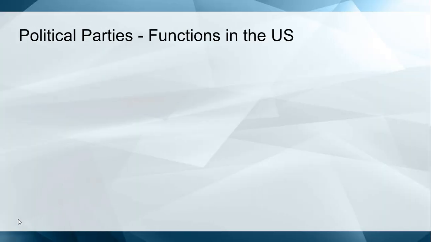Functions of political parties in the United States. Okay, one thing that political parties do in the United States, and for that matter, one thing that political parties do in most other democracies, is that they clarify and they limit choices. While limiting a choice may not seem like a good idea, in reality it is.